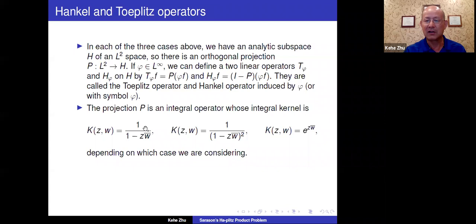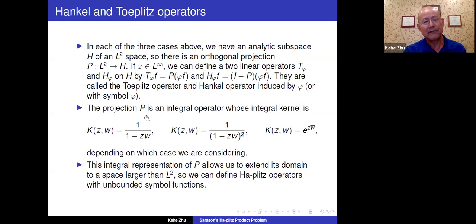And in the case of the Bergman space, of course, what you get is the Bergman kernel. And in the case of the Fock space, the kernel is going to be a linear exponential function. Okay, so once again, in each case, the orthogonal projection is going to be an integral operator. You can write integral kernels down.